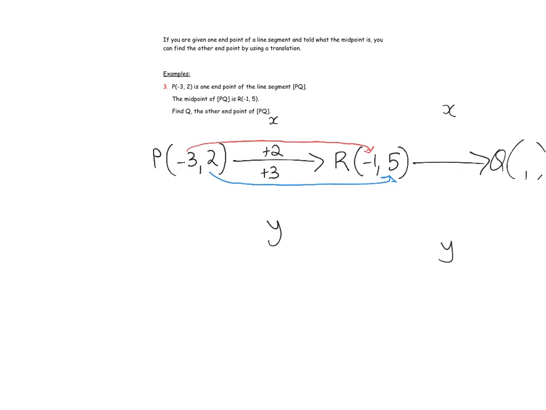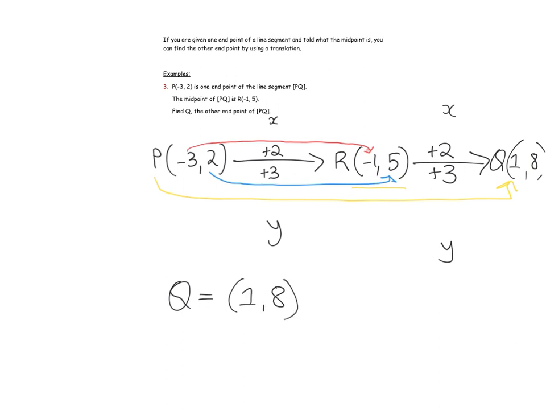Now, if we're talking about the difference between P and Q, if (-1, 5) is midway between them, the exact same thing would have to happen. So we'd have to plus 2 here, and we'd have to plus 3 here. So -1 plus 2 is going to give us 1, and 5 plus 3 is going to give us 8. So Q is equal to (1, 8), and that's your answer for this. So I might go through another example of that.